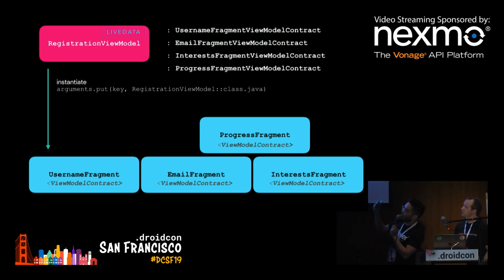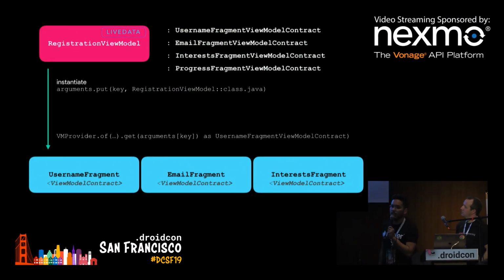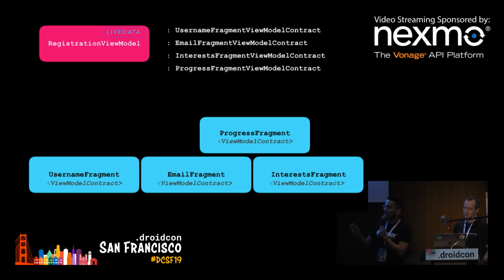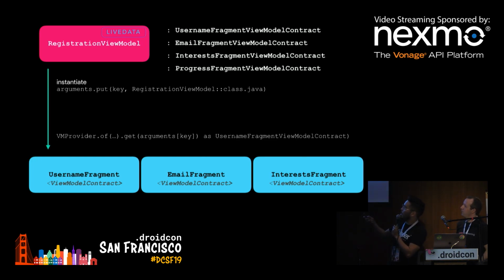Now, if we have that, when we instantiate those fragments in our activity, we could just pass in the class as an argument. Well, class is a serializable object. So if each of my fragments declares a key, and I can pass that class, then inside of my fragment, I can simply do ViewModelProvider.of and get the argument with the key, which is the class of my view model on the parent. But what's really cool about that is that at that moment, I can then cast, in this case, to my username fragment view model contract. And because my parent view model is respecting that contract, is implementing that interface, I'll be able to do the operations that I wanted to do.